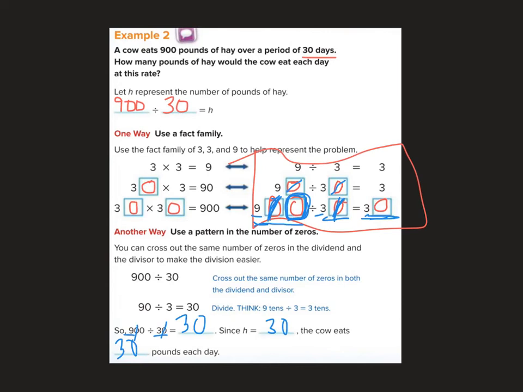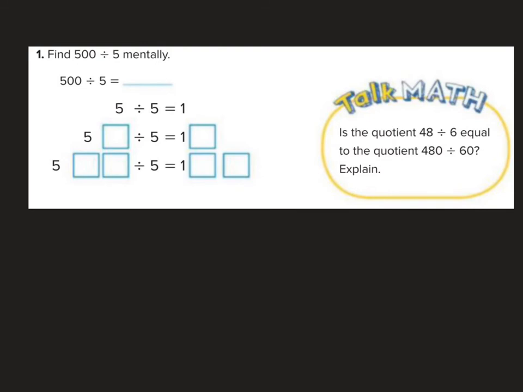Okay, let's try using that. So 500 divided by 5. So I know 5 divided by 5 is 1. So 50, there's none to cancel out, divided by 5 is 1 with 1 0, or 10. 500 divided by 5 is 1 with 2 zeros, or 100. Let's try another one.